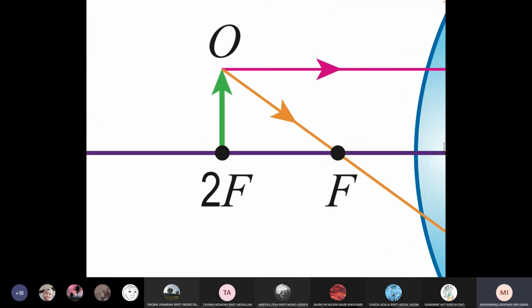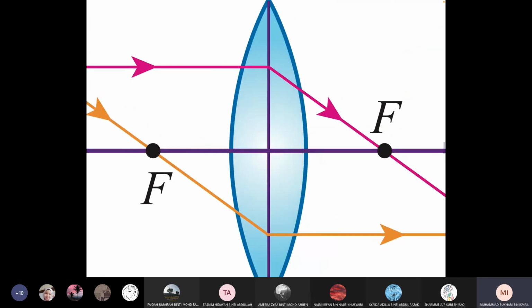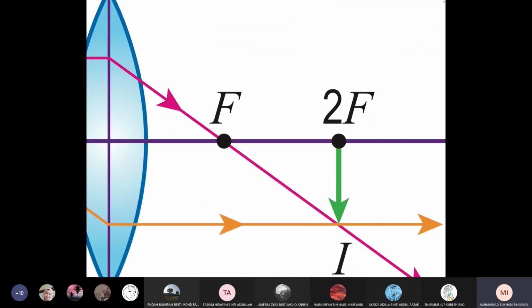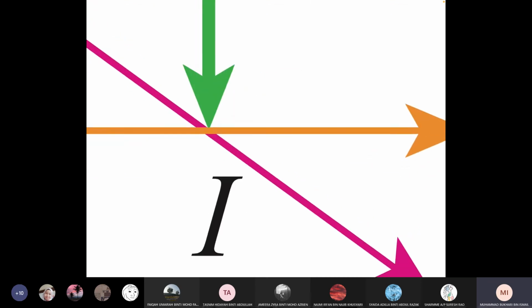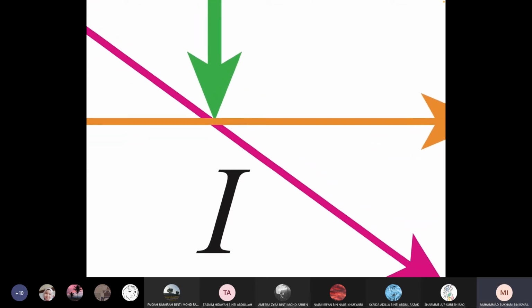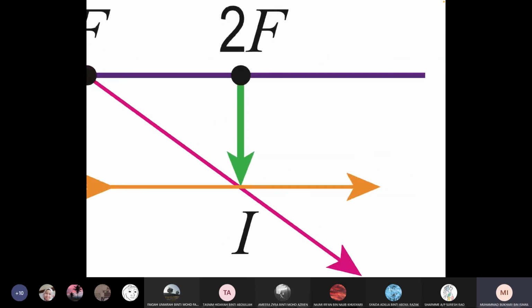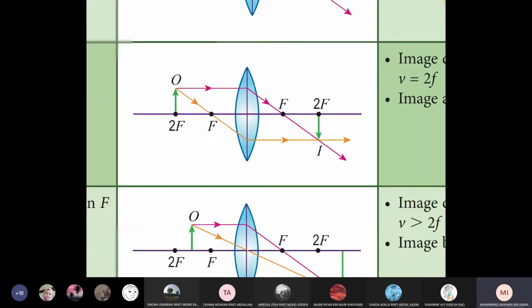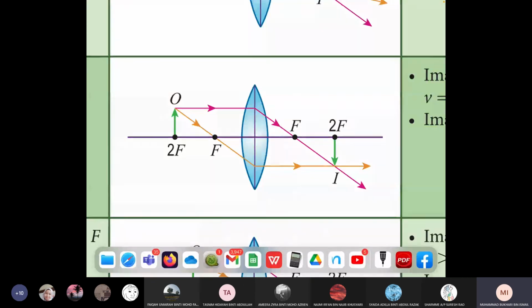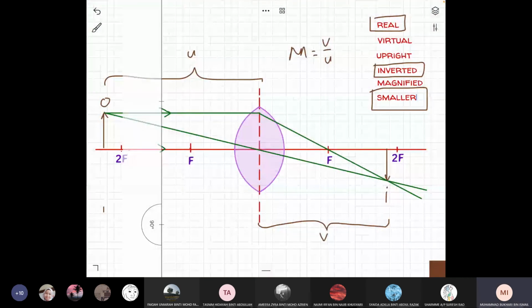If the object is at 2F, then the image will be at 2F also, and the size of the object and image is the same. As I mentioned earlier, when we have an intersection, it should be a real image, and it can be formed on the screen. Now let's try to draw this.